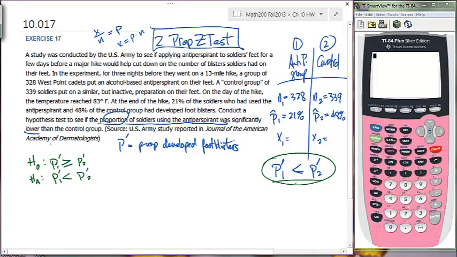Again, you could have written that P1 is equal to P2 without any ill effects in our particular tests, because our claim is the alternative hypothesis. And because our claim is the alternative hypothesis, towards the end we're either going to be able to support the claim or not be able to support it. So if we're able to reject the null hypothesis, then we can actually support our claim.